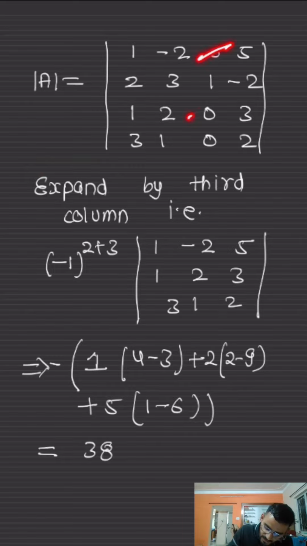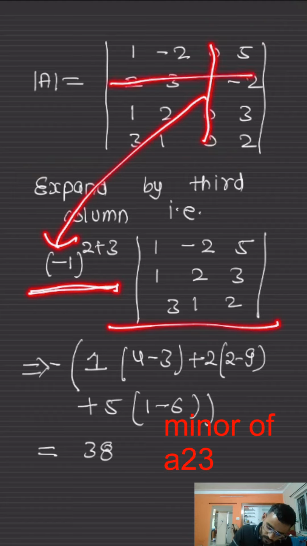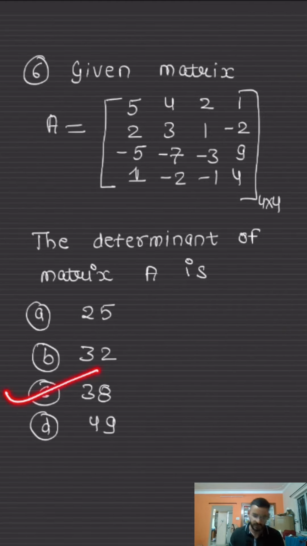Since these 3 elements are 0, we are expanding the determinant along the third column. Since this is the position A23, the determinant will be minus 1 power 2 plus 3 into the minor of this, which is 38. Hence the correct option is 38. Thank you.